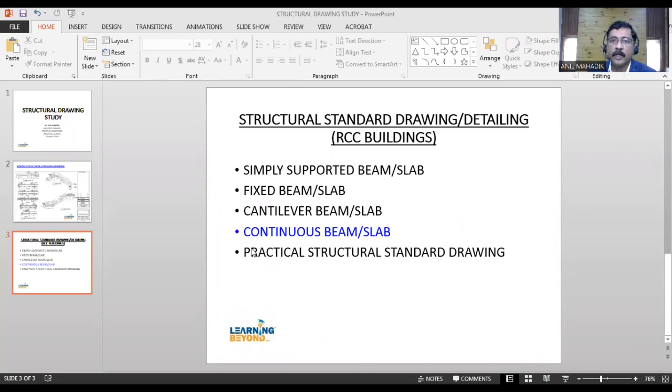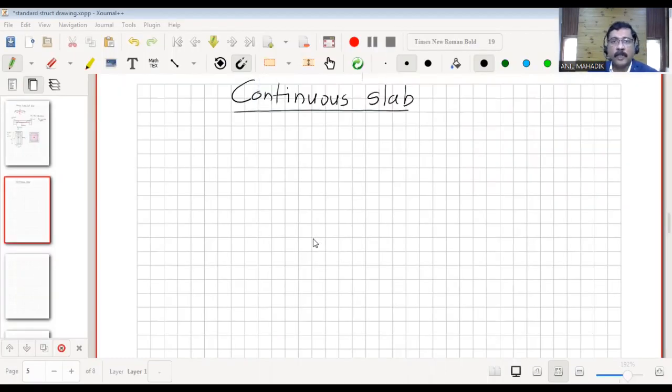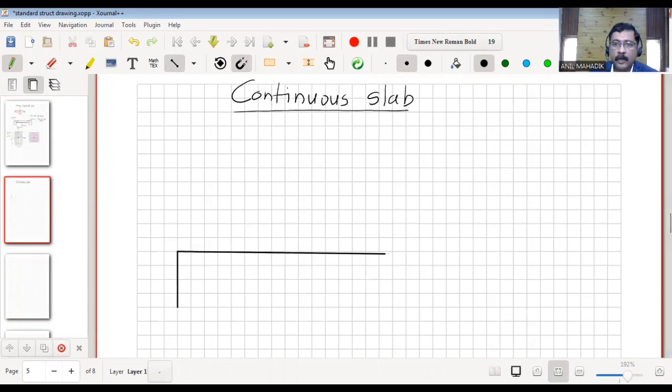To continue with our structural standard drawing study, today we will see how to detail out the continuous slab. So a continuous slab is also similar to beams as far as the behavior is concerned. So let me draw one continuous slab which is supported on the beams. For example, I will take a 2-span continuous slab. Continuous slabs may have more spans, more than 2, 3, 4, whatever. But the detailing is the same.